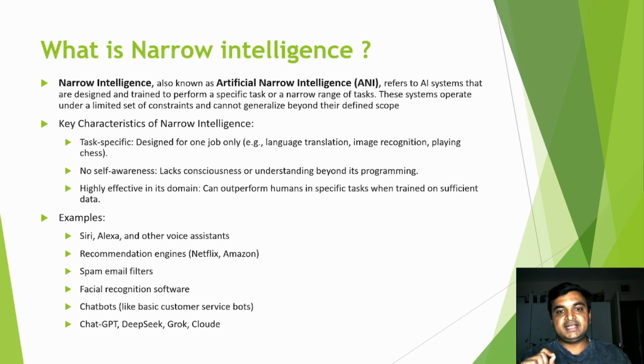But only when it's trained with lot of examples and lot of data. And also remember, this narrow intelligence system will not go beyond its trained data. So you are required to train it regularly, providing the data through which it will learn. So different examples for artificial narrow intelligence are your Siri, Alexa and other voice assistants, your recommendation engines like Netflix, Amazon, facial recognition softwares, chatbots, even ChatGPT, DeepSeek, Grok, Claude, all these large language models are a form of artificial narrow intelligence.